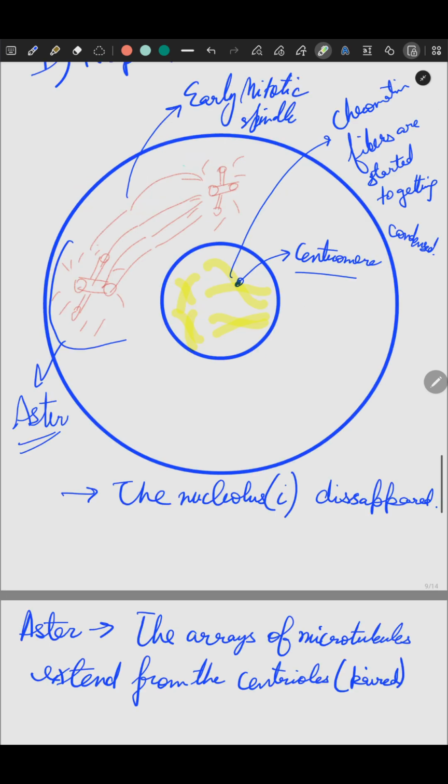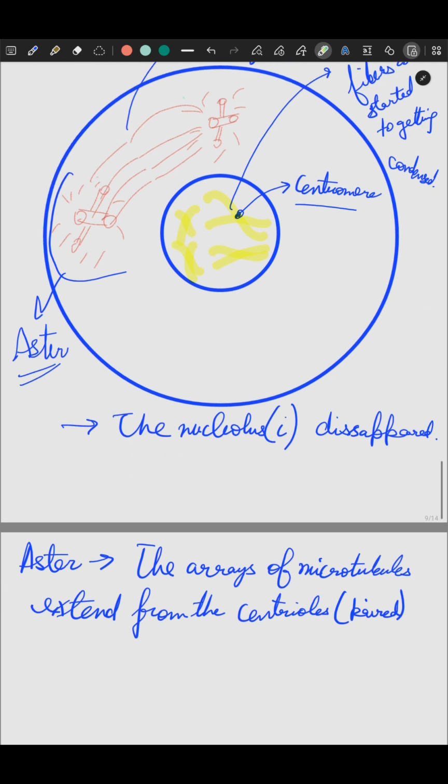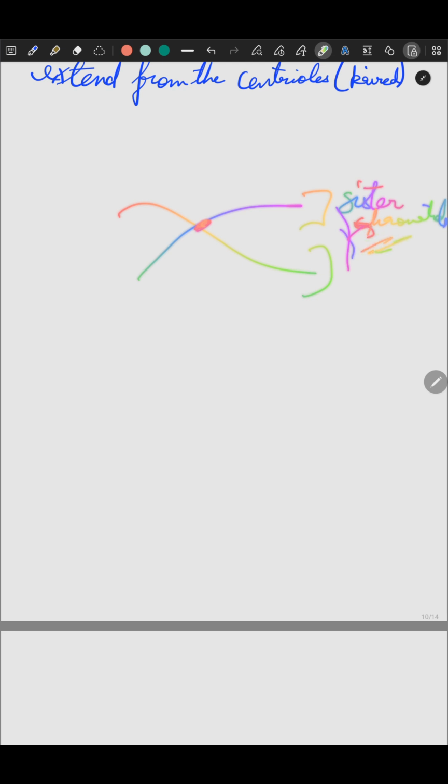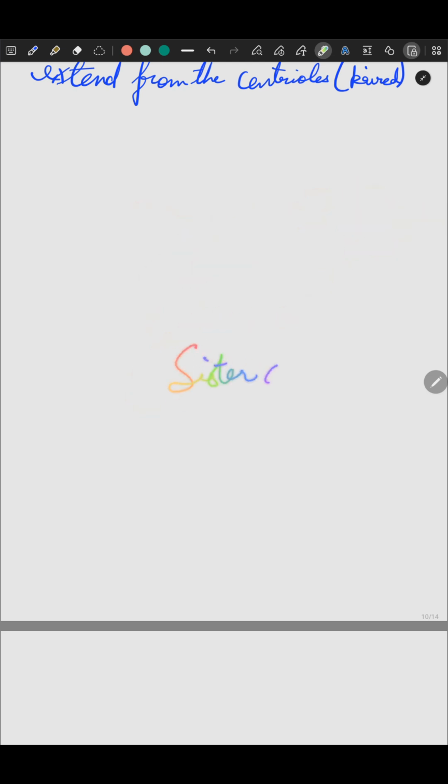You also see that the centrosomes are moving apart from each other to different locations. And also, when the chromosome is duplicated, it appears as two sister chromatids. At this point they are joined at the centromere with the help of sister chromatid cohesion.